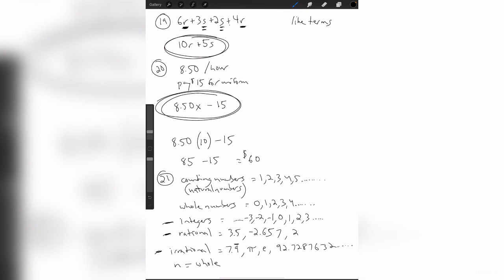And then it says the height from which a ball is dropped. The height can be measured down to a specific number, so it wouldn't be a negative number. I'd say it would be a rational number, the height of what it starts at. All right, that's 21.